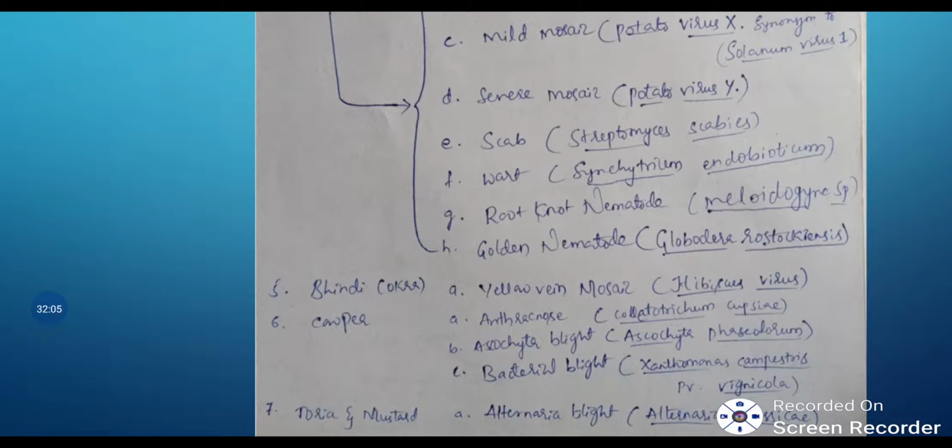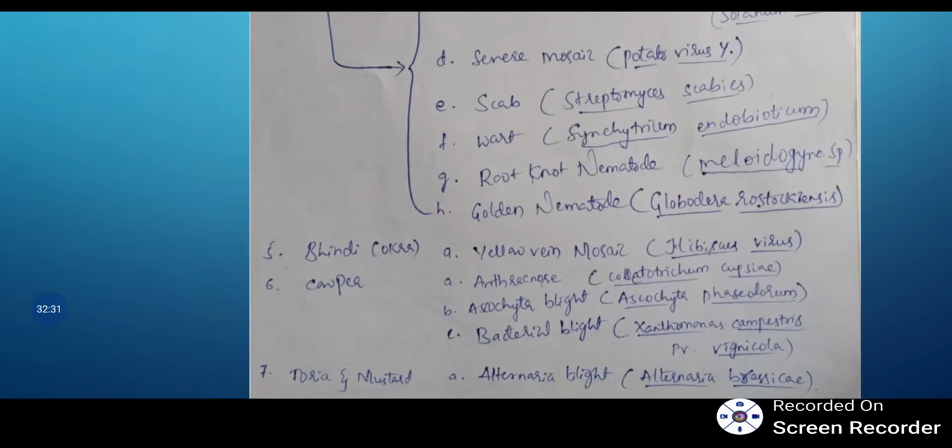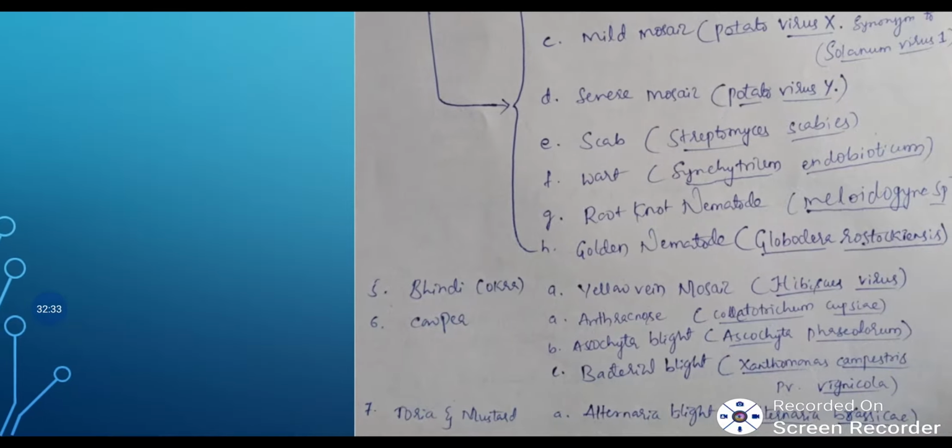In cowpea, three designated diseases are important. Anthracnose, caused by Colletotrichum capsici, then Ascochyta blight, caused by Ascochyta phaseolorum, then bacterial blight caused by Xanthomonas campestris pathovar vignicola. In rapeseed and mustard, the designated disease is Alternaria blight, that is caused by Alternaria brassicae.